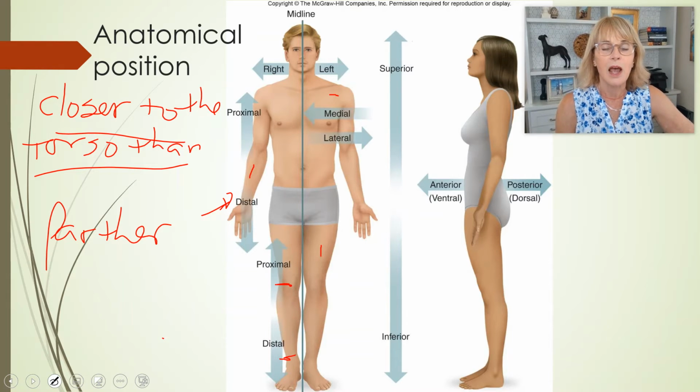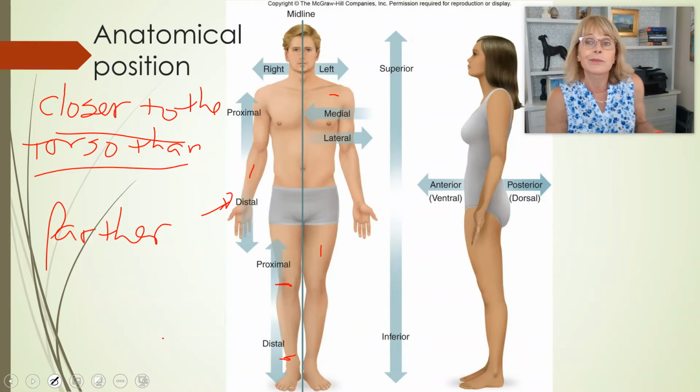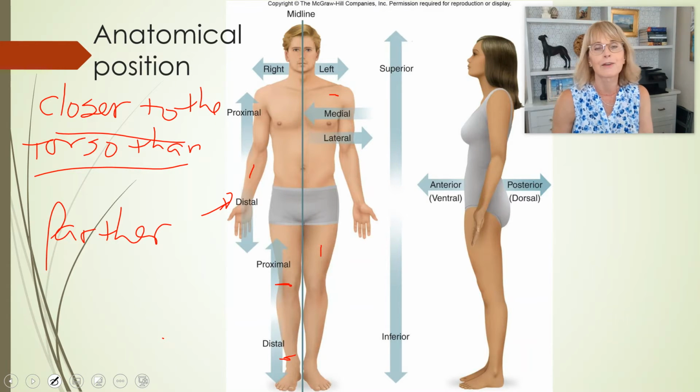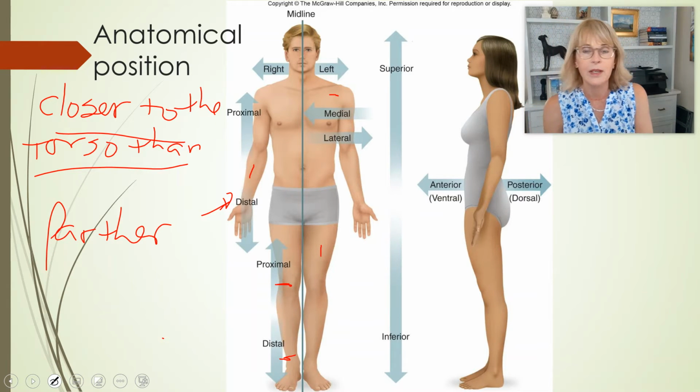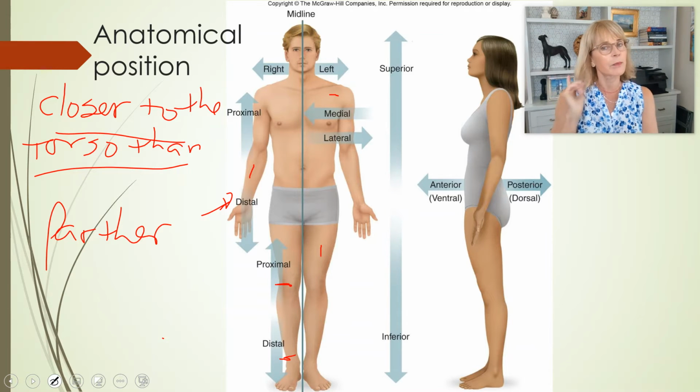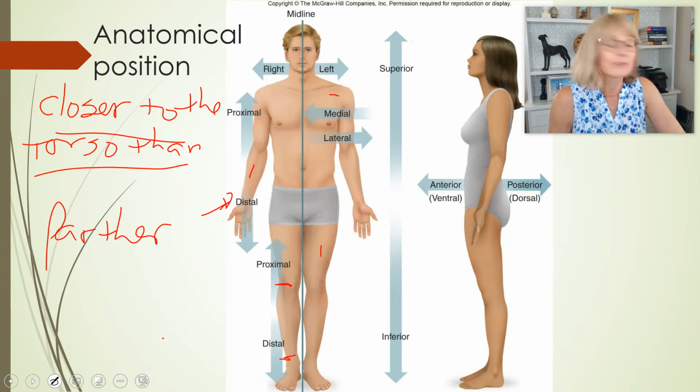Well, the knee is closer to the torso than the ankle, so the knee is proximal to the ankle. All right? The ankle is distal to the knee because the ankle is farther away from the torso than the knee. Okay, let's do this one. I'm going to pause for one and see if you get the video question right. Okay, you got it right.